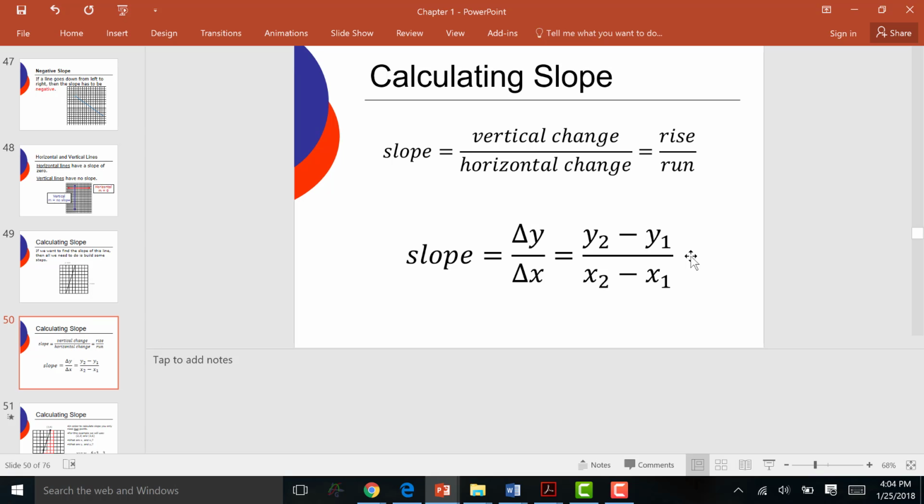Alrighty, so let's go ahead and start plugging them in. Based upon that, what's my Y2 value? 6. What's my Y1? 2. All right, what's my X2? 5. And what's my X1? 1. All right, now we just got to do the math. What's 6 minus 2? 4. And what's 5 minus 1? 4. And what's 4 divided by 4? 1.